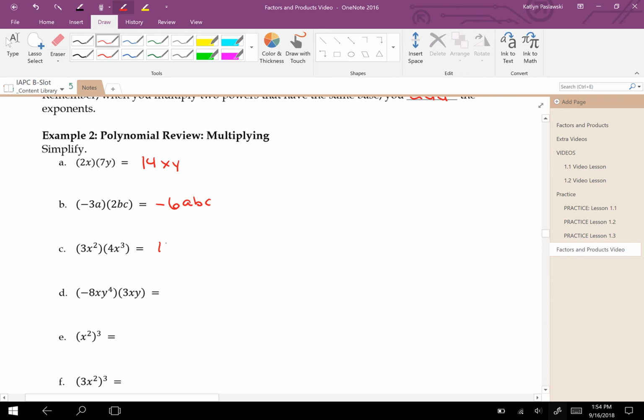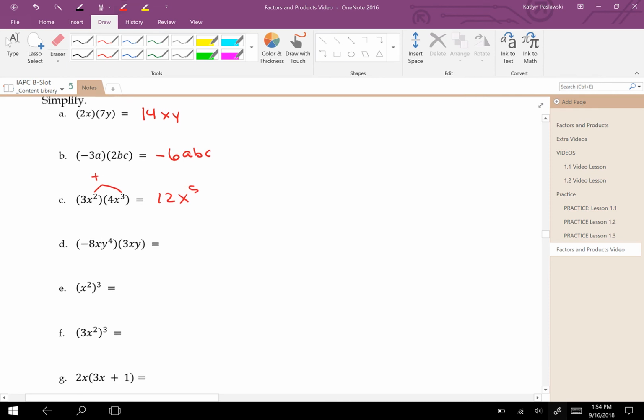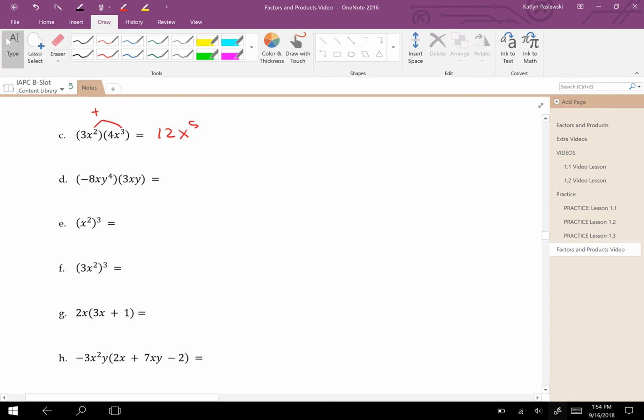3 times 4 is 12. Now I can add the exponents together, so we have x to the power of 5. -8 multiplied by 3 is -24. Looking at the variables, how many x's are there? 2. How many y's are there? 5.